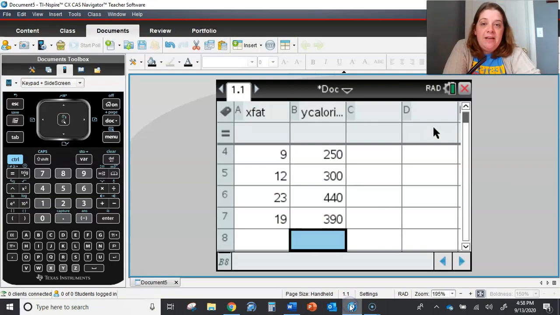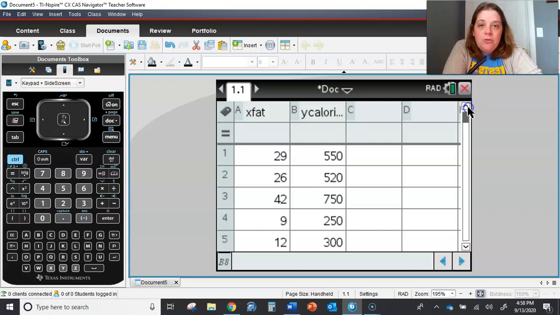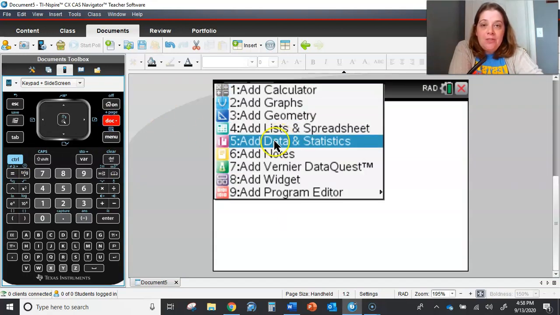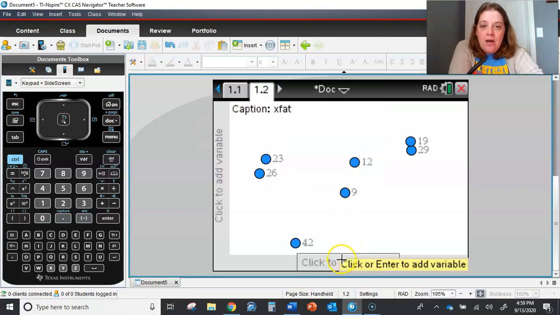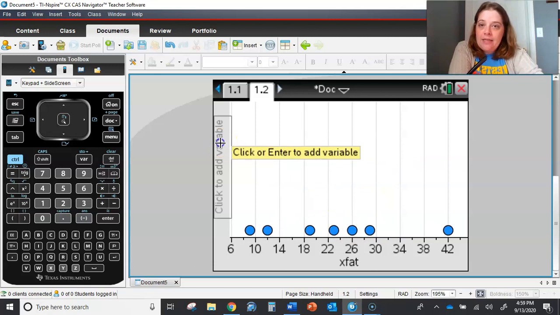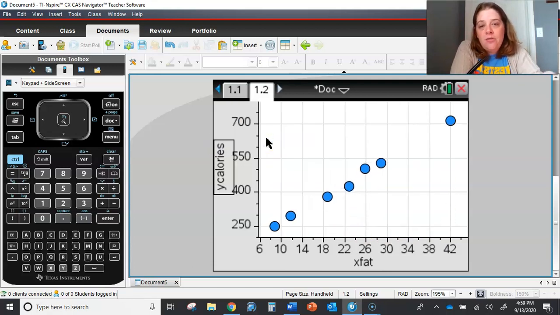Now, I have jumped ahead and I already have these values entered. And notice that I have named them using X is fat and Y is calories. I highly recommend that you do that. That's very helpful later when you're trying to pick the right one for which axis. So I've already entered my data into a list and spreadsheet, and I'm going to add a new page, which is a data and statistics page. I'm going to drop the fat on the x-axis and the calories on the y-axis.